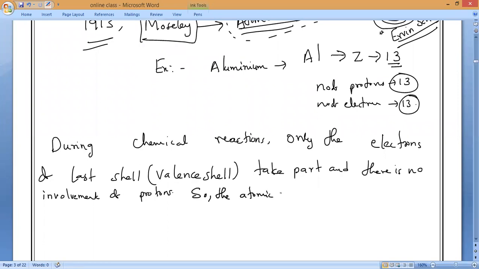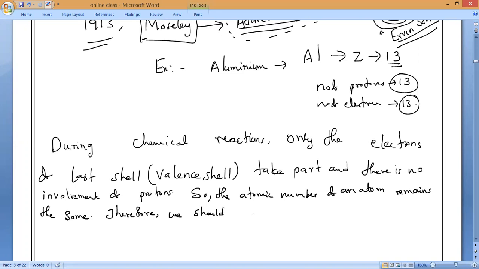So the atomic number of an atom remains the same. Therefore, we should always calculate the atomic number from the number of protons.